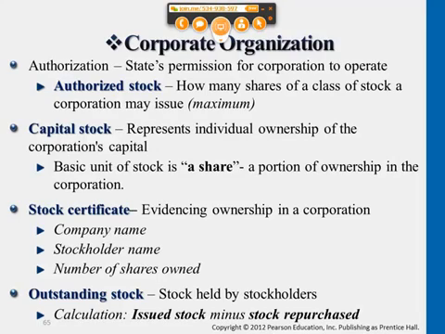Usually the terms issued stock and outstanding stock are equivalent, but in Chapter 13 we'll talk about stock repurchase. In that case, if the company repurchased some of the stock that they issued before, then these terms will no longer be the same. Issued stock usually represents the total amount of shares that the company issued to the public, and the funds they receive from the public.